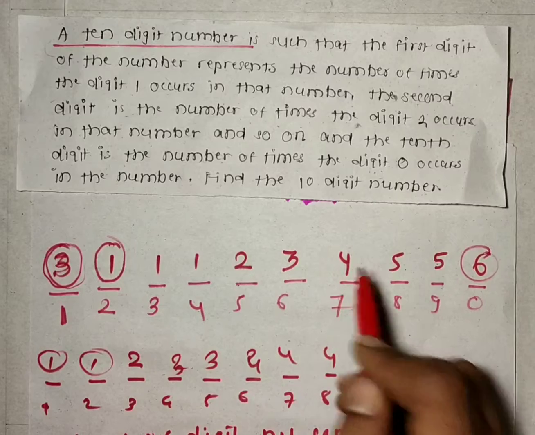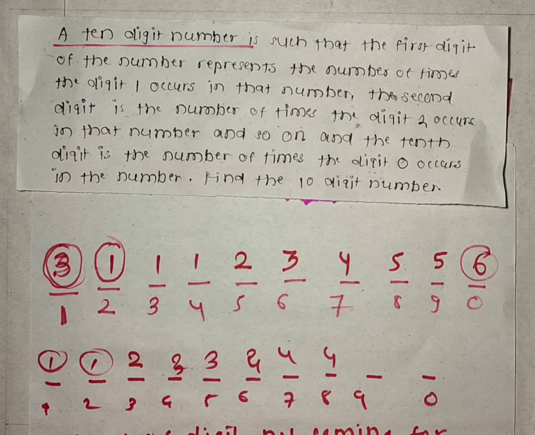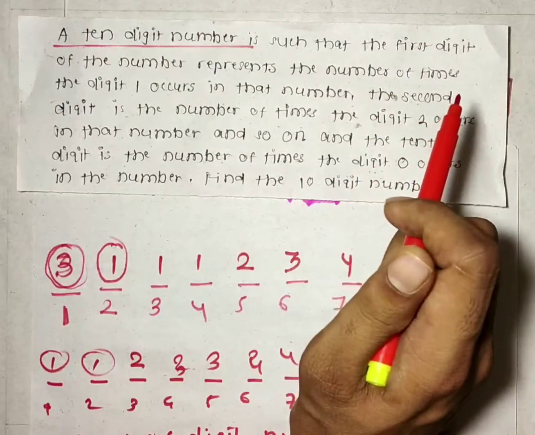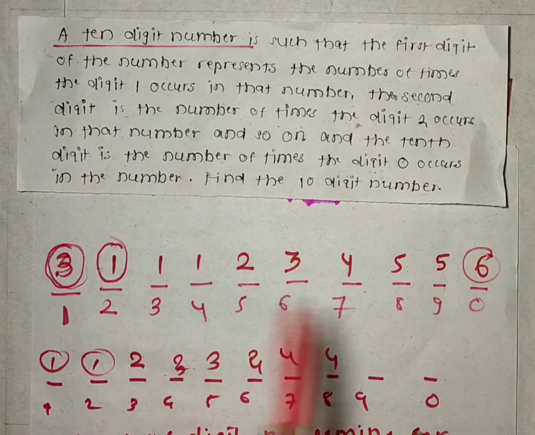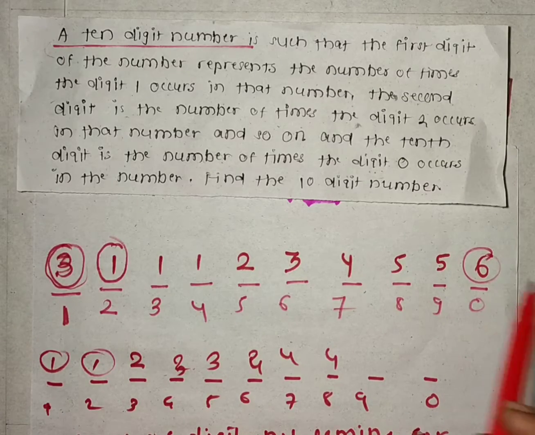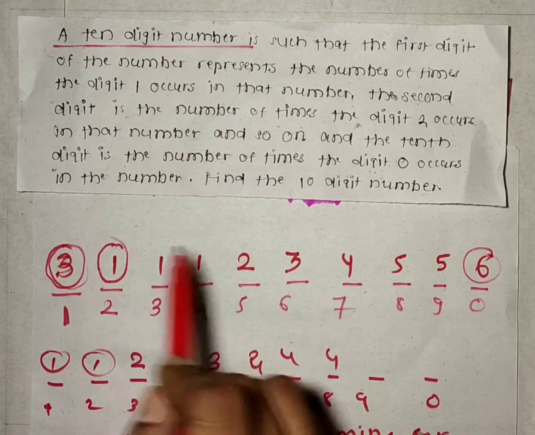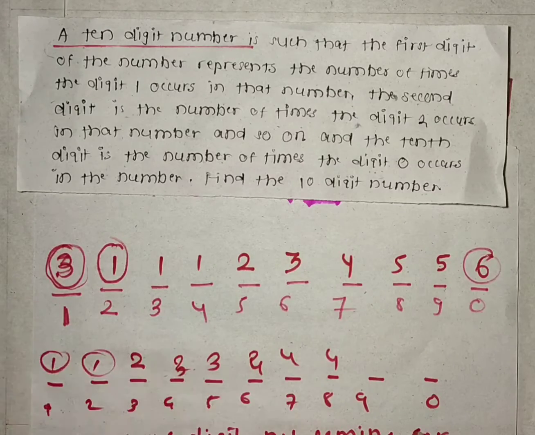But the 7 for the 4 times, so this is not possible because that many places are not available here. So this is not possible, so this is not the case. But the question was, 1 to 0, a total of 10 numbers are there, and each number is representing the number of times the number is coming in the whole number. So we were trying that.